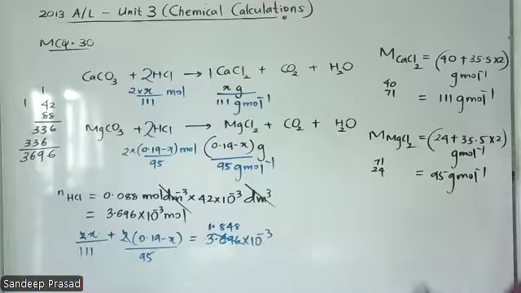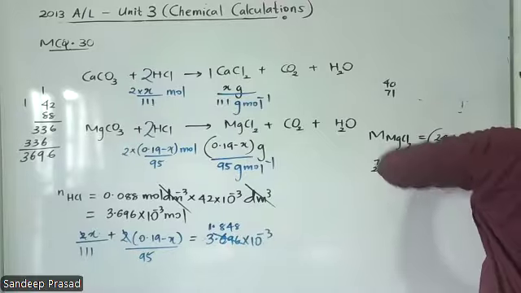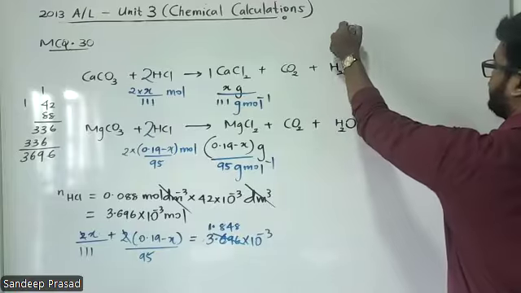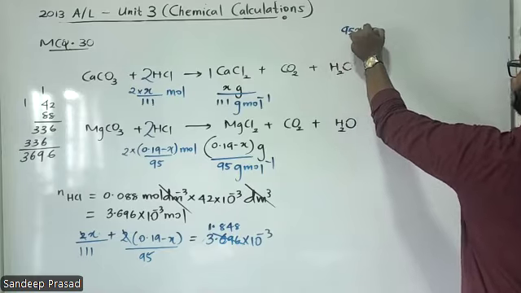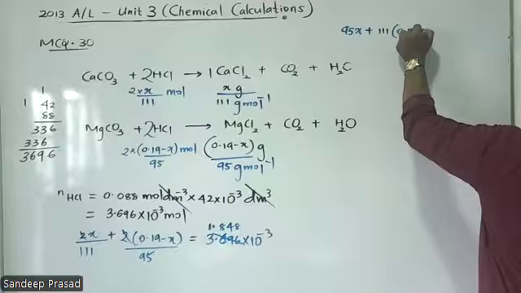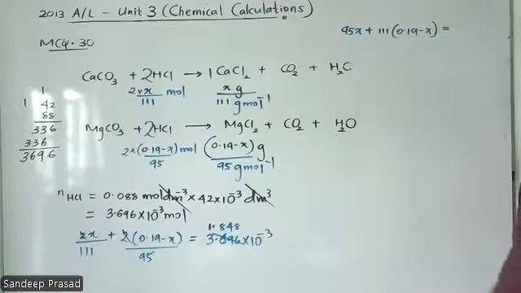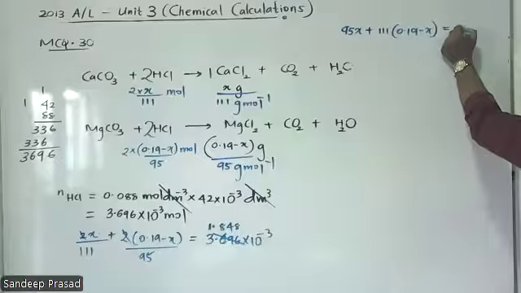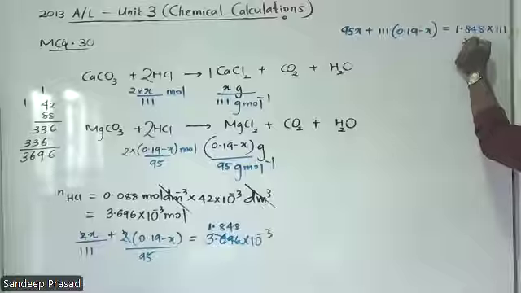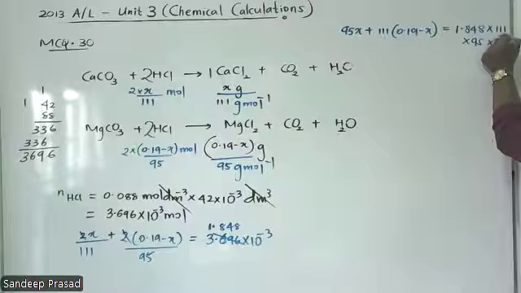Right? Now do the calculations. You have to do the calculations carefully. 95x plus 111 0.19 minus 6 equals to 1.848 multiplied by 111 multiplied by 95 10 to the power minus.